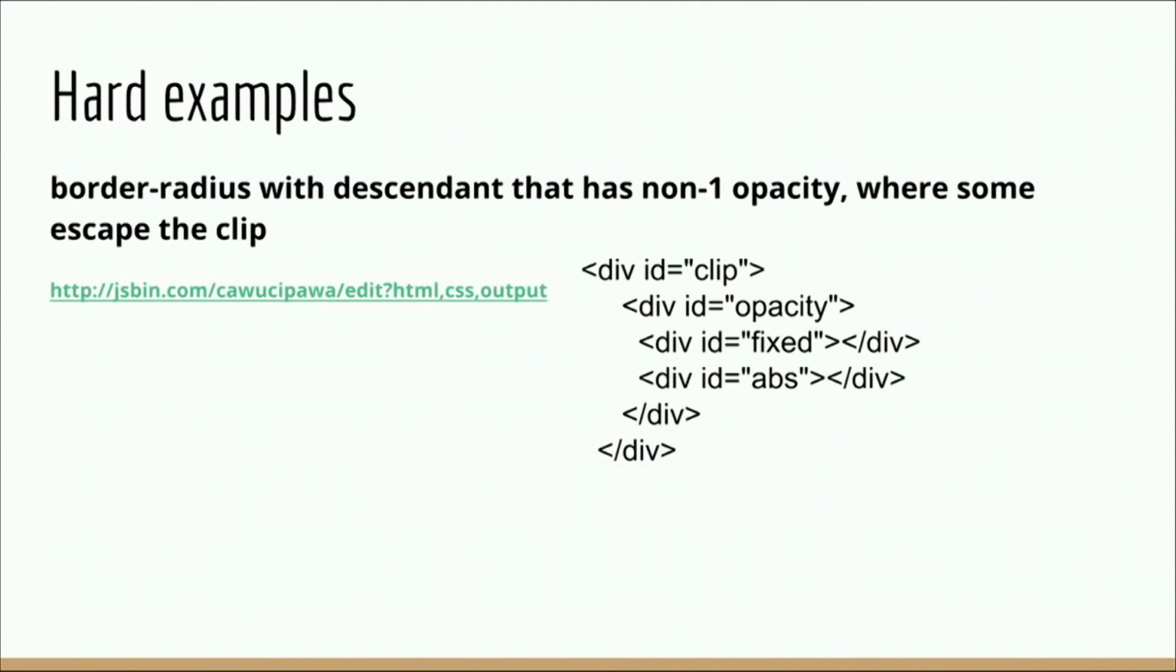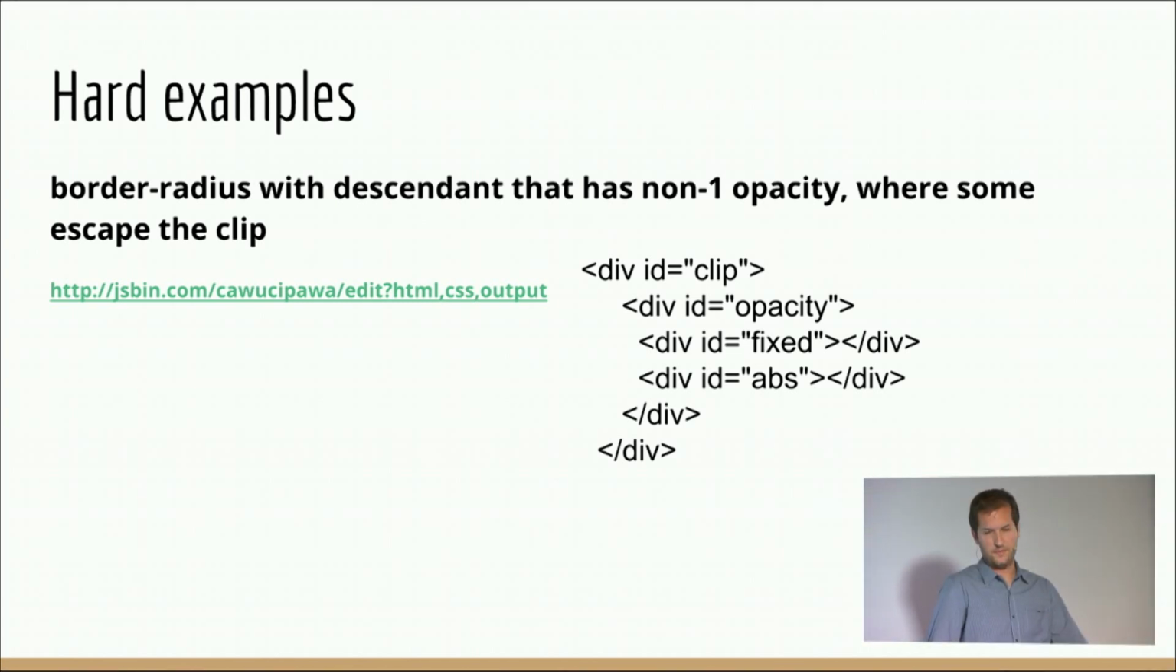Border radius. Border radius, you know, you had to make that mask thing, but that seems doable. And what else could be wrong with border radius? So let's do an example. Border radius with non-1 opacity child where some escape the clip.